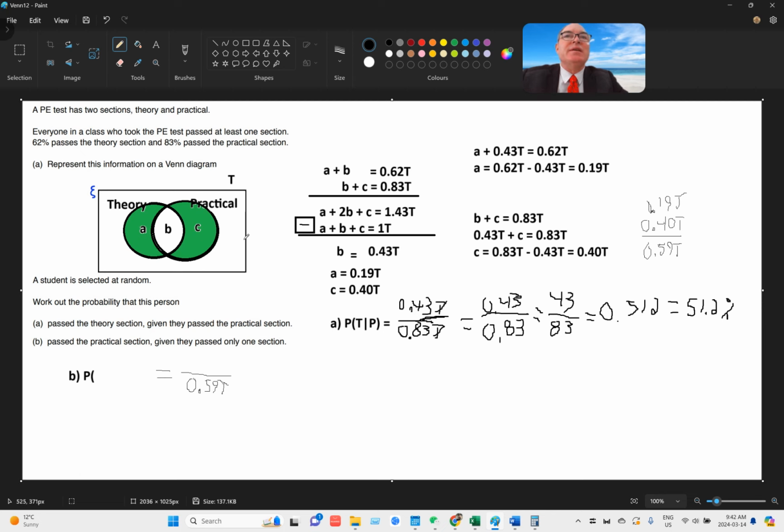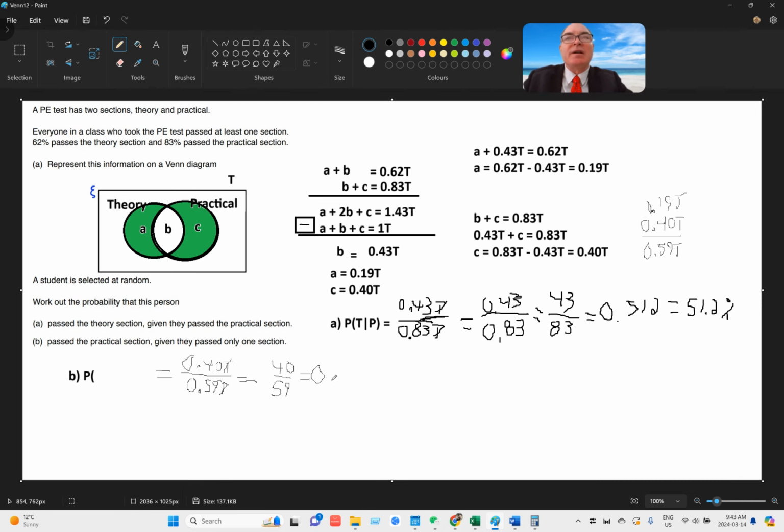That's the C. C, we said, is 0.40T. Now, we've got T on top and bottom. We're dividing, so I cancel that. That's equal to, and I'm going to multiply by 100 at the same time, I get 40 out of 59. Now, I don't really like that fraction, so I'm going to grab my calculator. It's okay for an answer, it's just only okay. So I got 40 divided by 59.